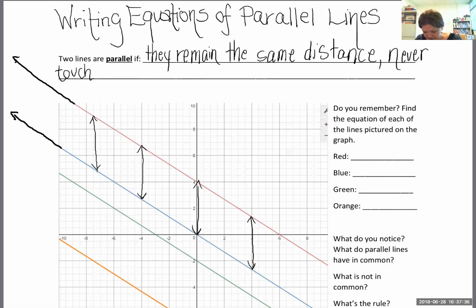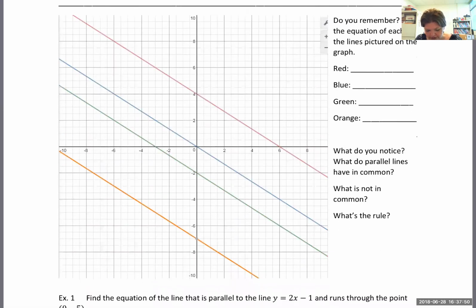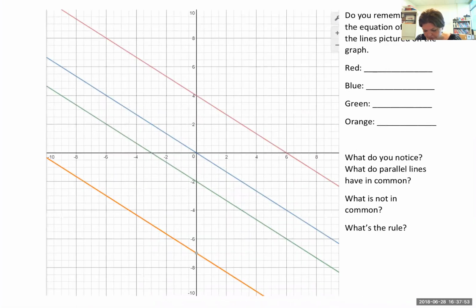Okay, so let's clear this out and take a look at this little graph a little closer. Before we talk about writing the equation of parallel lines, I have to make sure that you remember a key concept that we've been working on in this graphing unit. My question is, do you remember how to write the equation of a line when you're looking at a graph?